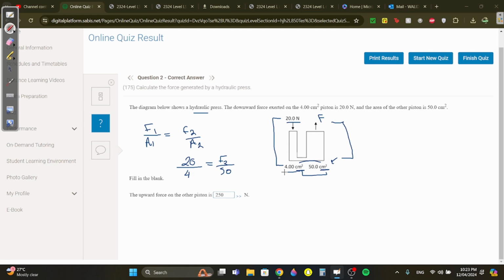But if one of them was meter squared and one of them was centimeter squared, then you have to convert the unit from meter squared to centimeter squared. You multiply by 10,000. If you're going from centimeter squared to meter squared, you divide by 10,000. Anyway, 4 times F2 equals 20 times 50, which is 1,000. 4 F2 divided by 4, F2 equals 250 newtons. Question 3.